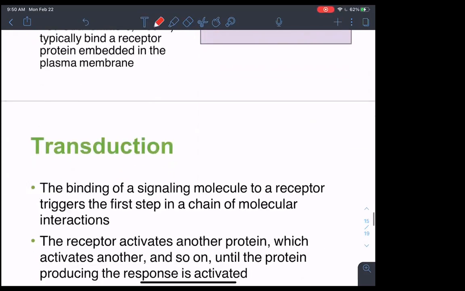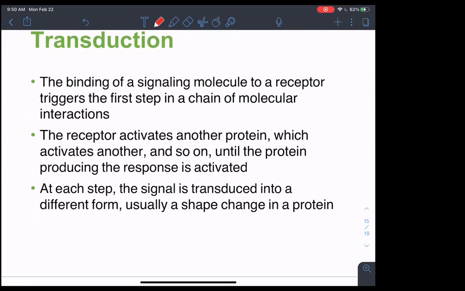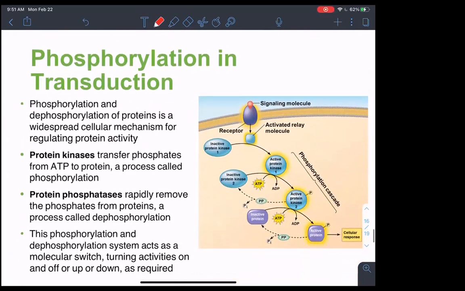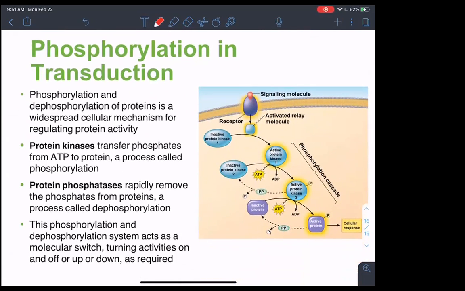All right. Transduction: binding of the signal molecule to a receptor triggers the first step in a chain reaction. The receptor activates another protein, which then activates another and another, and so on until the protein producing the response is finally activated. So at each step, the signal is transduced into a different form, usually a shape change in a protein. Sometimes it can elicit a secondary messenger or molecule to continue down the line.